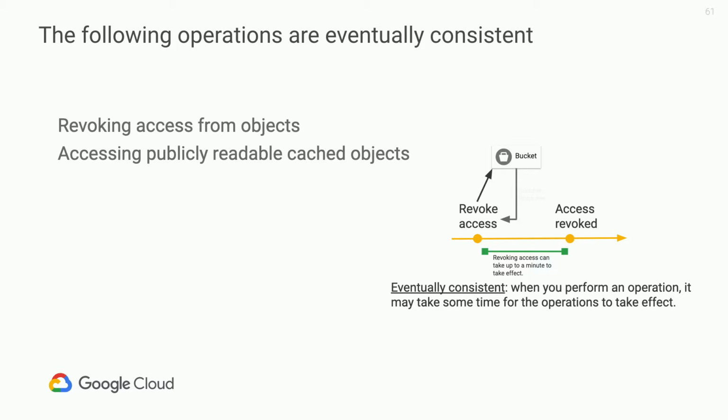The other type of operation is eventually consistent. Those are revoking access from objects or accessing publicly readable cached objects. The reason they are eventually consistent is that they might take up to minutes for the change to take effect. And so the operation won't be consistent until those actions have taken place.